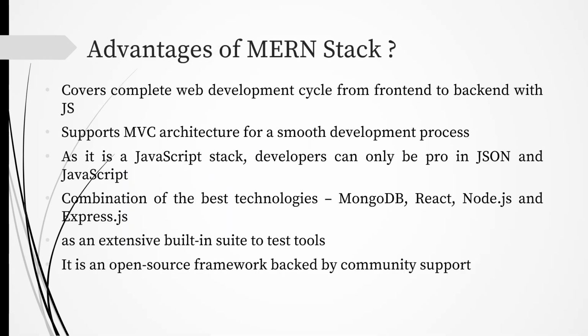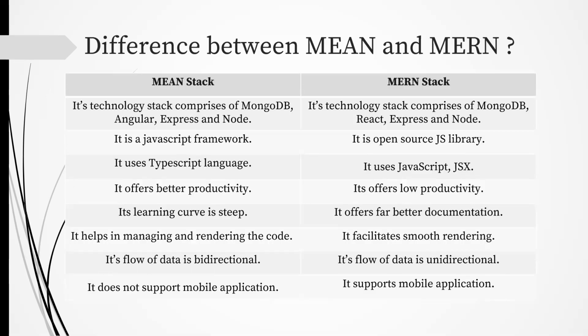Next is advantages of MERN stack. It covers the complete web development cycle from front end to back end with JavaScript. It supports the MVC architecture for a smooth development process. As it is a JavaScript stack, developers only need to be pro in JSON and JavaScript. It is a combination of the best technologies like MongoDB, React, Node, and Express. It has an extensive built-in suite to test the tools, and it is an open source framework backed by community support.